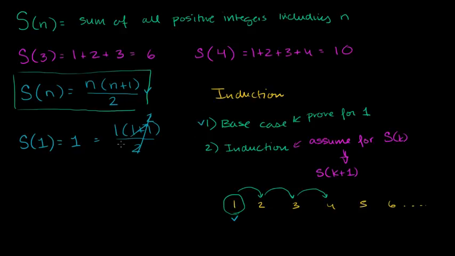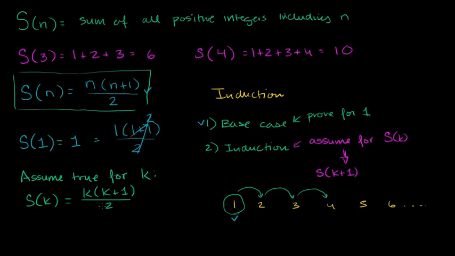Now what I want to do is assume that it works for some number k. So I will assume it is true for some number k. So I'm going to assume that for some number k, this function at k is going to be equal to k times k plus 1 over 2.